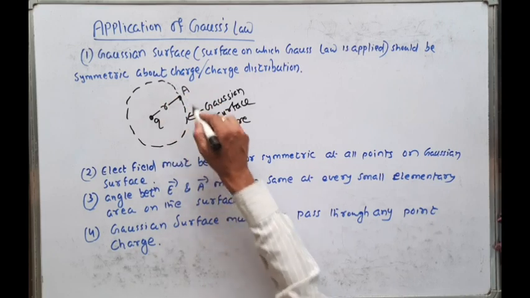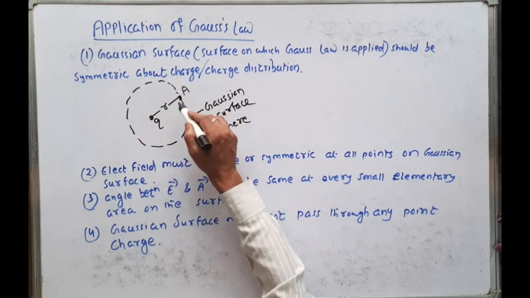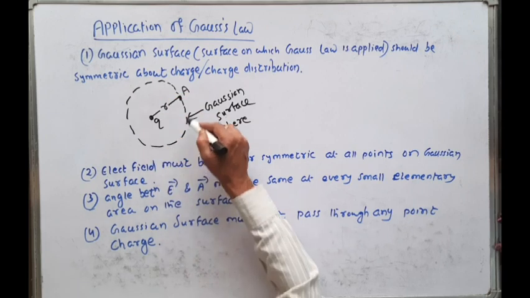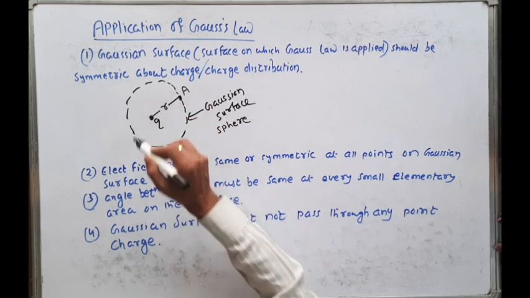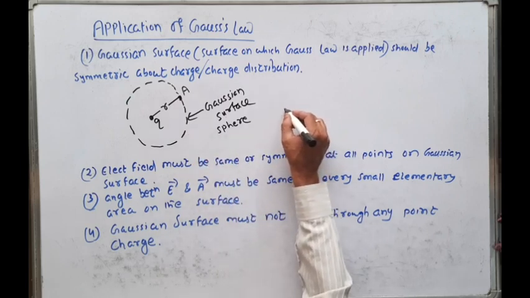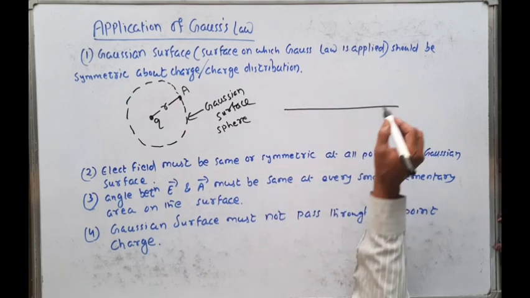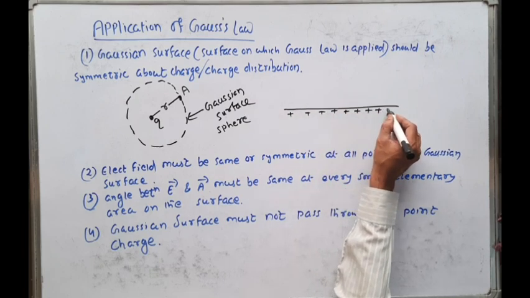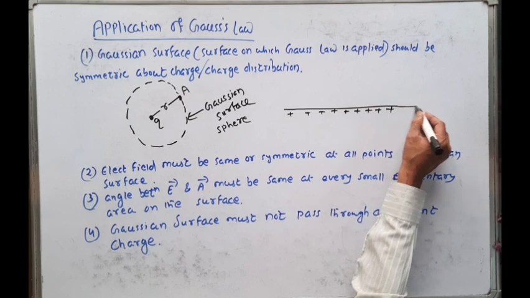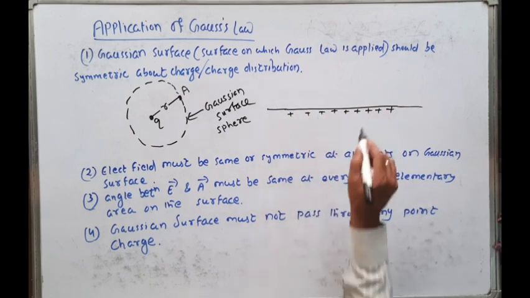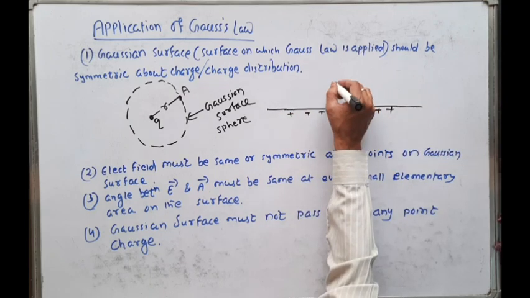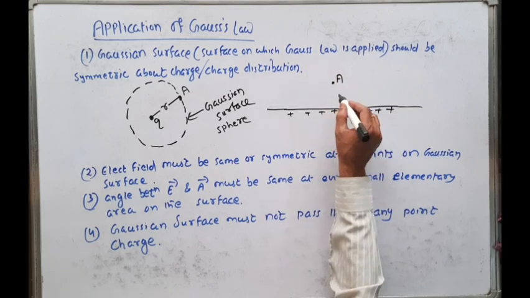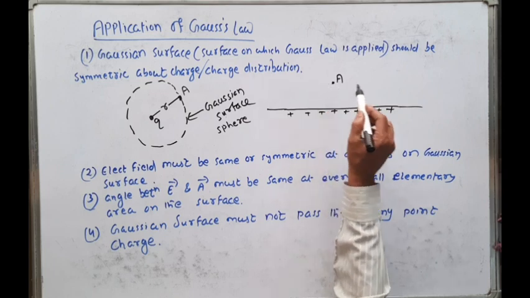So the first point, I think, is clear. First we have to take a Gaussian sphere, which must be symmetric about the charge or charge distribution. What is charge distribution? You see, suppose I take a linear charge conductor. Let us say this is positive charge. The total positive charge is uniformly distributed over this infinite conductor. I want to find the electric field intensity at this point A. So what I will do is take a symmetrical Gaussian surface.